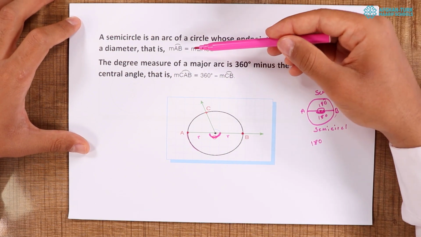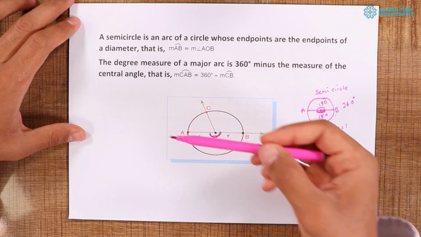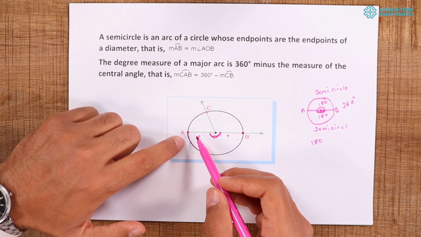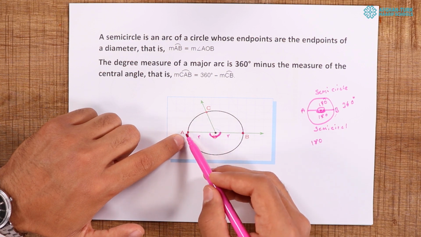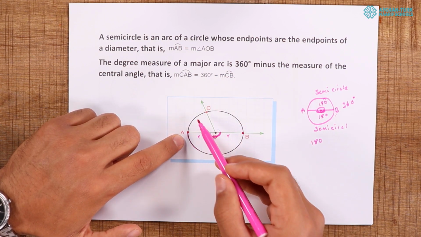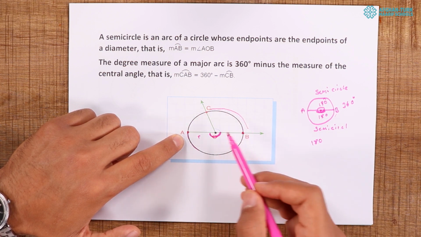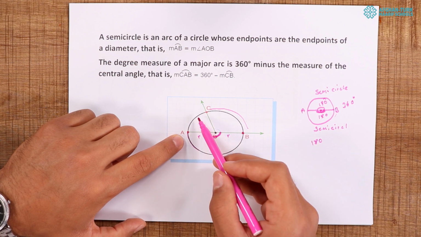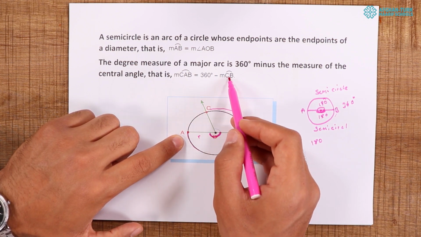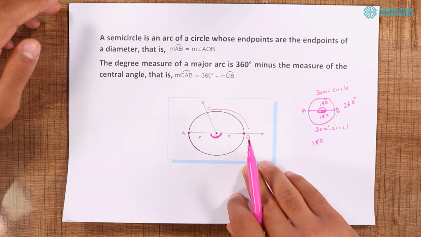Also, the degree measure of a major arc is 360 minus the measure of the central angle. That is, measure of arc CAB is 360 minus measure of arc CB. This is CB. If you are going to find the measure of CAB, you subtract the measure of the arc CB from 360.